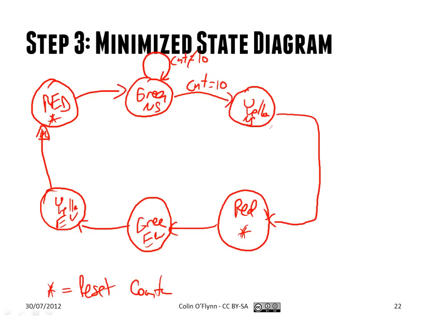The other states don't check the counter. They just advance because they're only 1 second long. Same thing here. If count is not equal to 10, we stay in the green state. If count is equal to 10, we move out of the green state. So this is a much smaller state diagram because we only have 6 states now. We have added this extra counter where the counter controls moving out of the green state. We don't use the inputs in the other states, you notice.